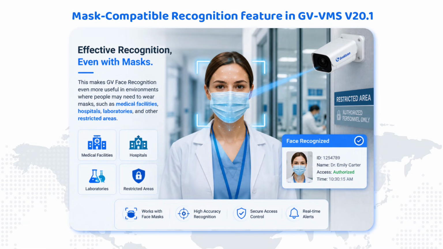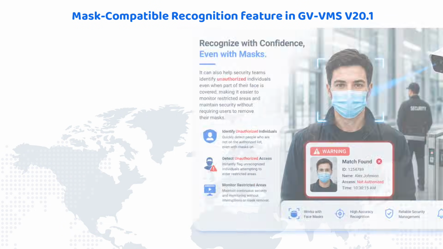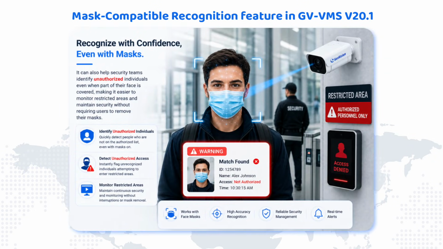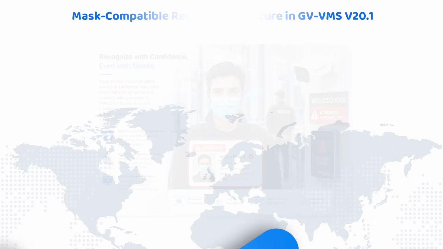This makes GV face recognition even more useful in environments where people may need to wear masks, such as medical facilities, hospitals, laboratories, and other restricted areas. It can also help security teams identify authorized or unauthorized individuals, even when part of their face is covered, making it easier to monitor restricted areas and maintain security without requiring users to remove their masks.